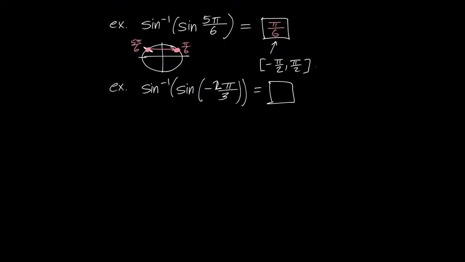Okay? So, let's see. Again, I'm going to draw the unit circle, and I'm going to locate negative 2 pi over 3. Well, negative 2 pi over 3 is right here. Notice that it is not in quadrants 1 or 4. And so we have to find an angle in quadrant 1 or 4 that has the same sine value as the sine value at negative 2 pi over 3. So you go this way, and this angle is negative pi over 3. So the answer is negative pi over 3.